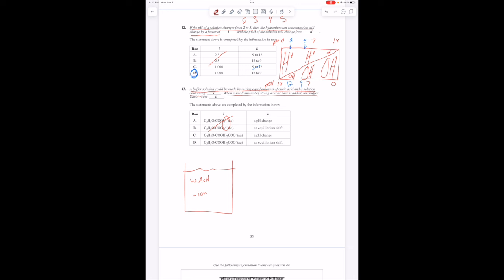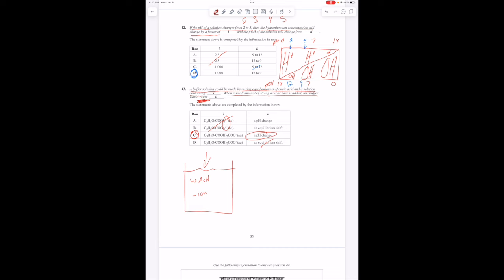And when a small amount of strong acid or base is added to a buffer, it resists a change in pH. This buffer would not do that, but the equilibrium would shift to resist that change. Let me read it. When a small amount of strong acid or base is added, this buffer would, there's the word, resist a pH change. You just have to read, Stephen. Okay.